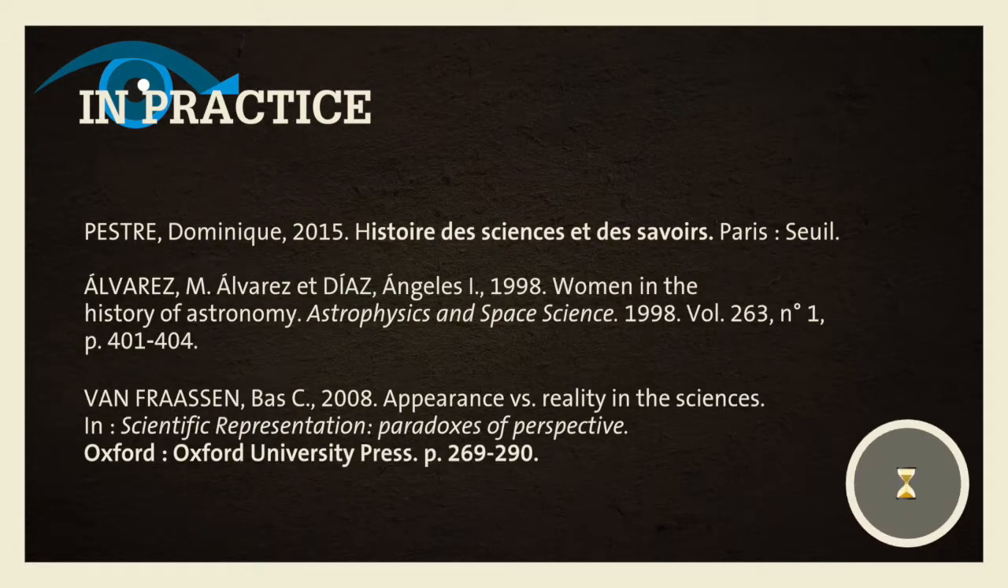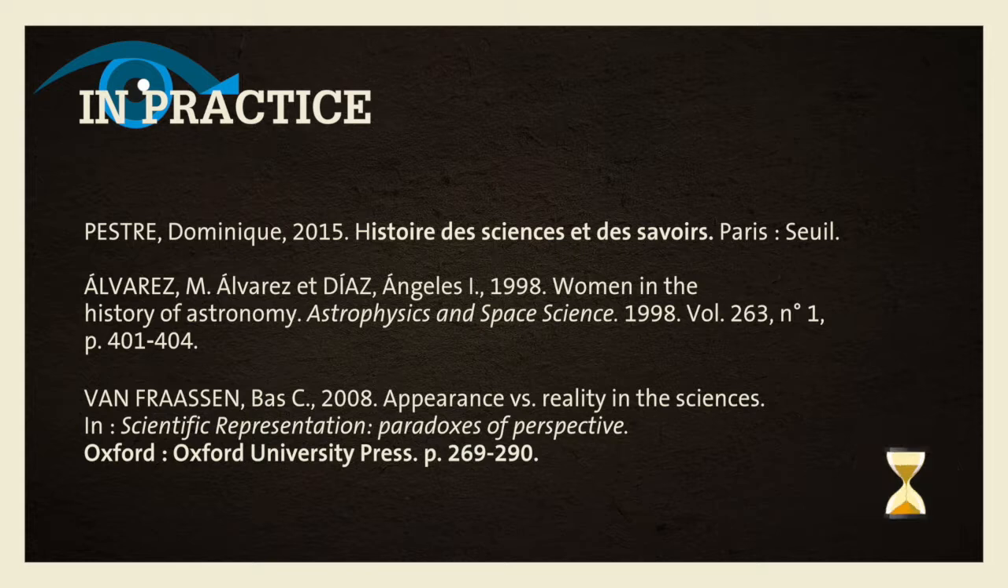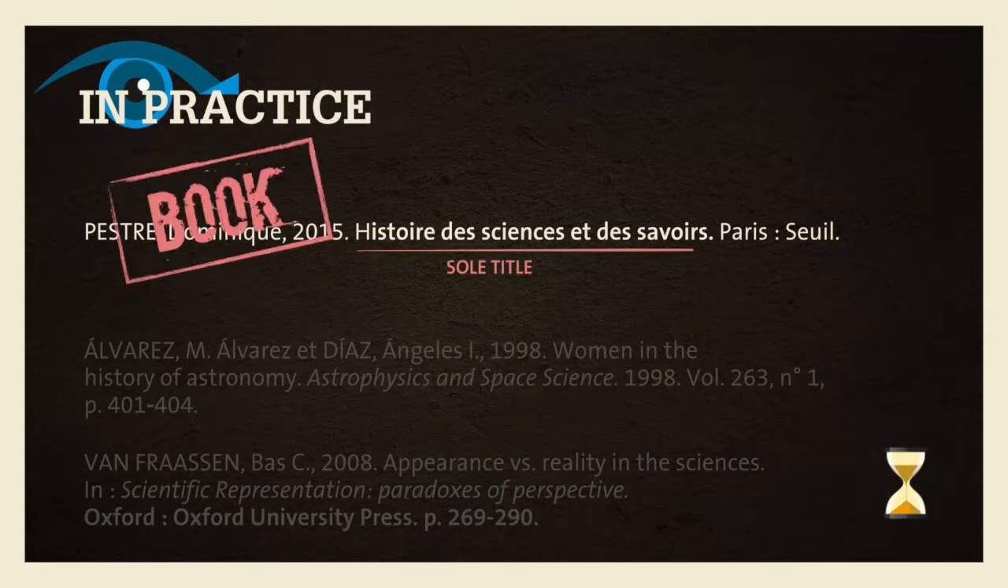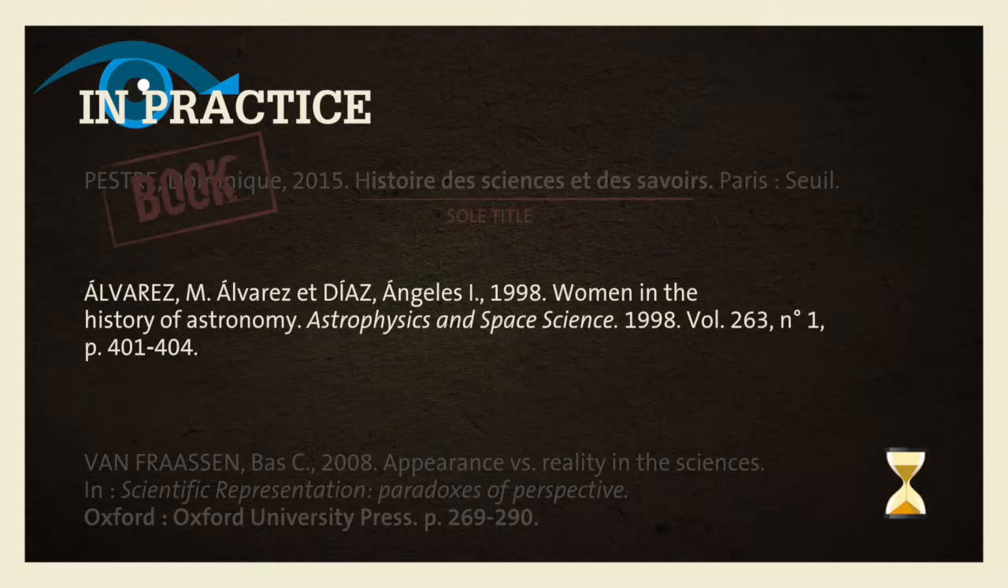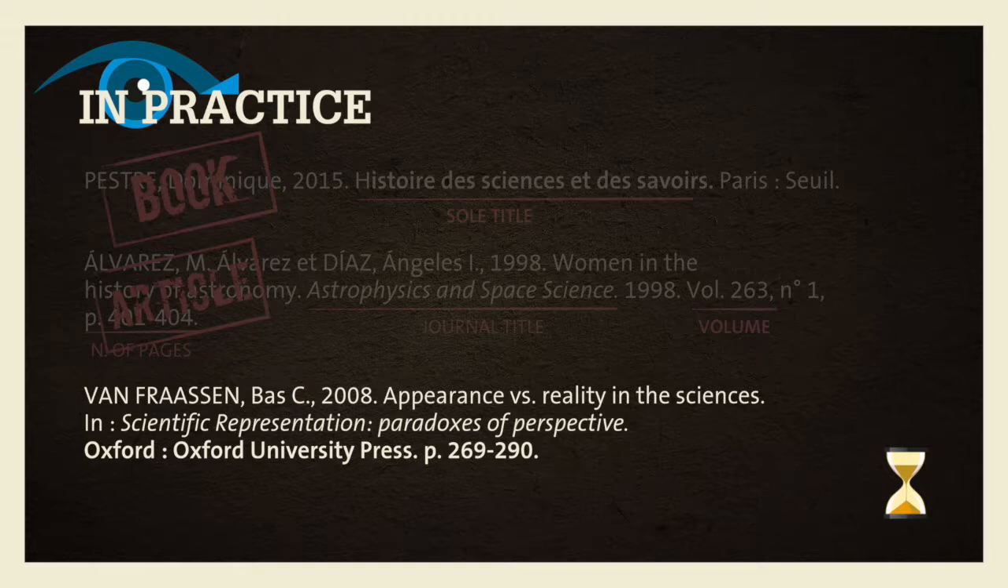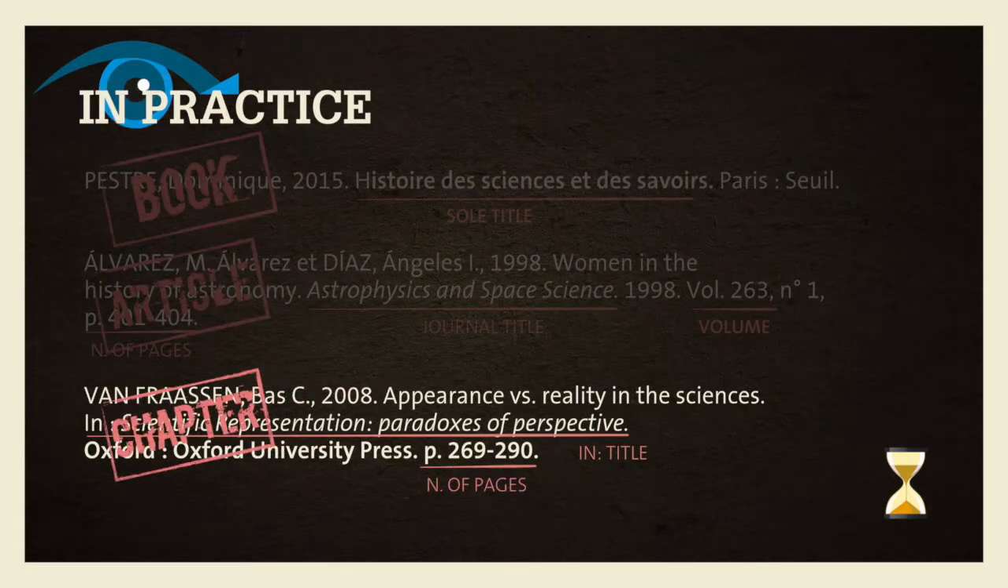Here are three examples. What differences do you see? In the first example, there is only one title, therefore, it's a book. In this example, there is a volume, a journal title, and page numbers. Therefore, this one is an article. In the last example, there is the word in, the title of a work, and page numbers. Therefore, this one is a book chapter.